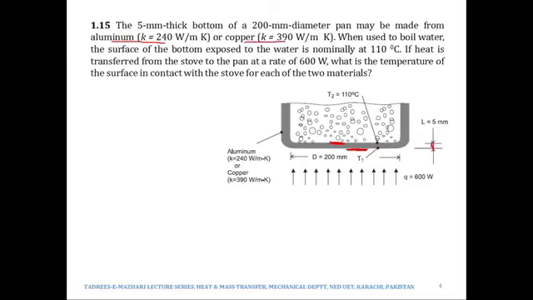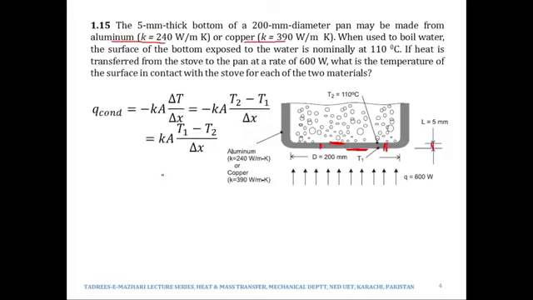So again, when we consider this thickness of 5 millimeters, it is conduction. So when we would be considering the heat transfer through this bottom pan, it would be via conduction. So we would be applying Fourier's law, which is minus K delta T over delta X, and we can then write it in this manner.